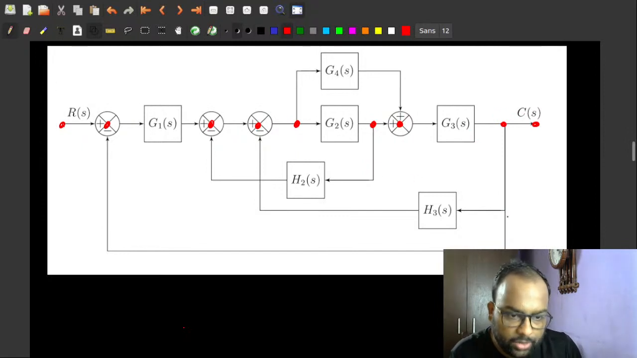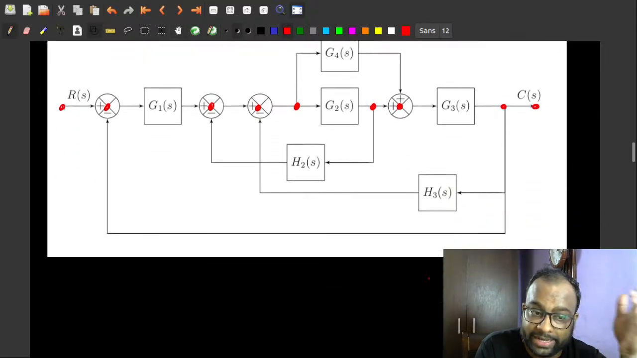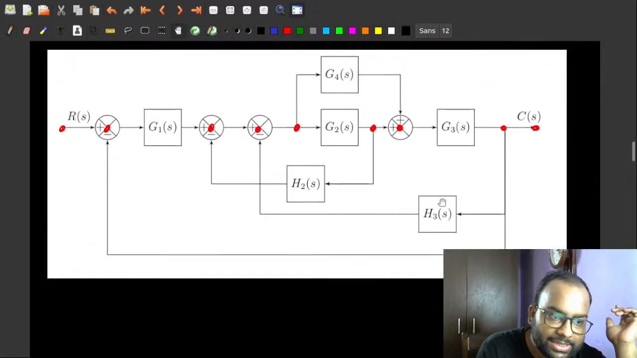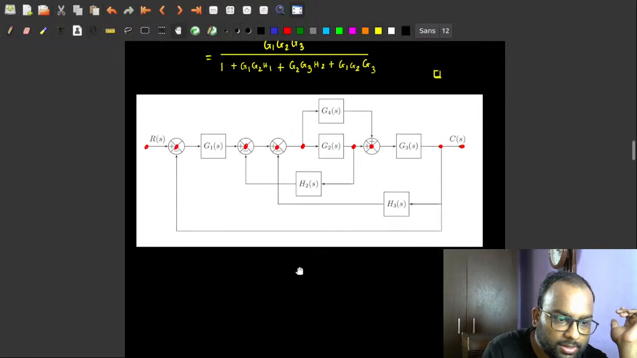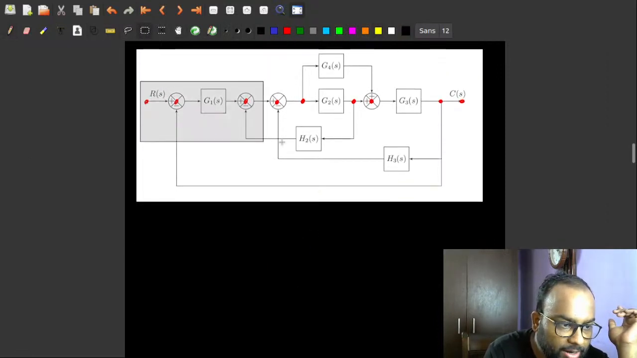Also, do we need another node? No, nothing else is needed. So if you have done this using the block diagram reduction technique, congratulations. You have actually learned something. Now let's construct the signal flow graph out of that. All right, so let me try doing that.